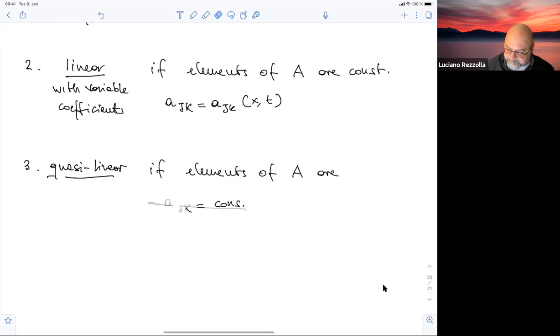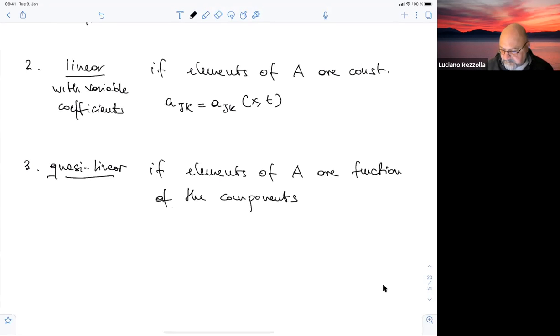If the elements of A are functions of the components of U. So A_jk is A_jk of U. We will see some examples that clarify this.